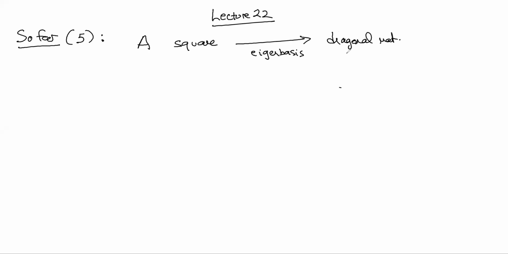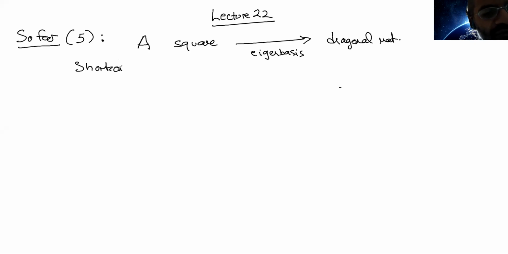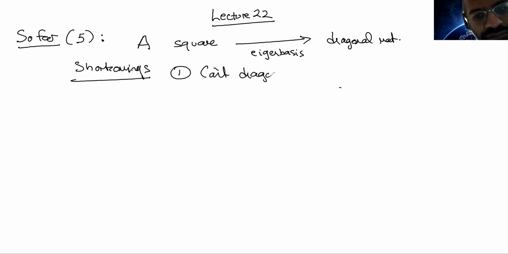And this is something that's much simpler to work with. And we saw that diagonalization had many applications. But this has some pretty important shortcomings. One is that not every matrix is diagonalizable. And it's not even easy to check when a matrix is diagonalizable. You pretty much have to compute the eigenvectors and see if there are enough of them.